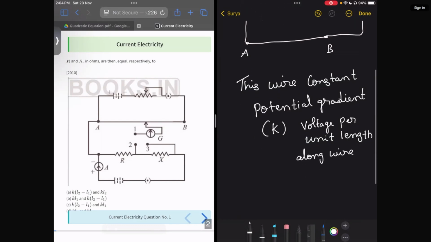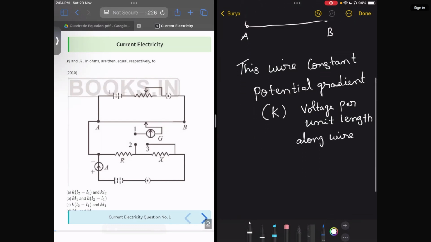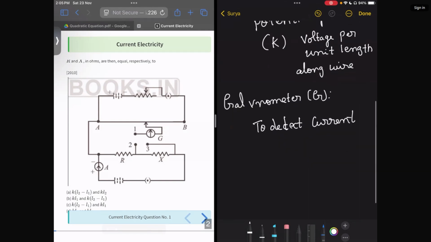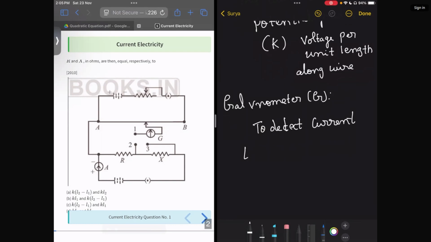And there is a galvanometer. What is a galvanometer here? A galvanometer usually detects the current. Galvanometer G is there here. It is a sensitive device used to detect current, connected through a two-way key.